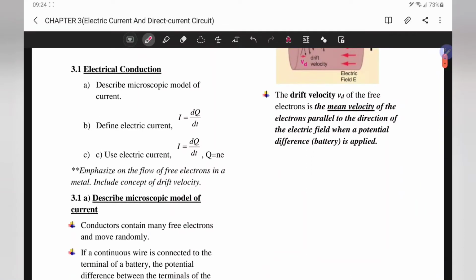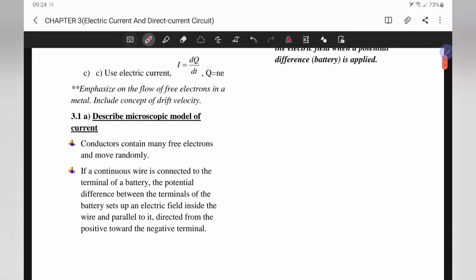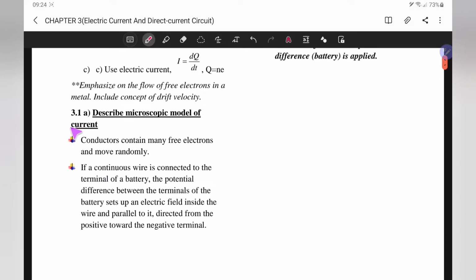We need to understand what current actually is. Under electrical conduction, we need to know what current is. So how do we explain it? Basically, you need to describe the microscopic model of current. What is current? This is the equation. How do we use the equation of current, and how do you calculate the charge flow through the circuit or wire? We start with the description of the microscopic model of current.